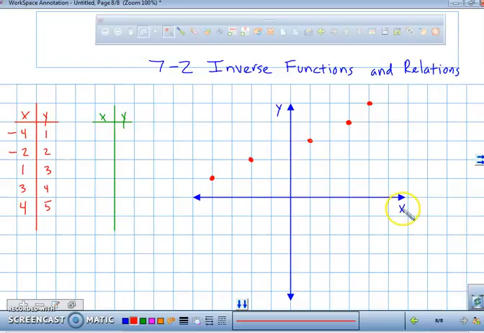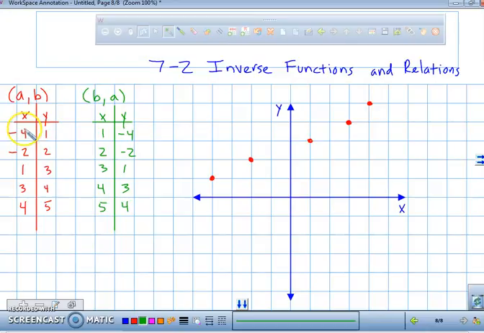So these are just ordered pairs. Any ordered pair is considered to be a relation. Let's just call this A, comma, B. The inverse of all of these ordered pairs is simply going to be B, comma, A. So if we start with -4, 1, we need to write 1, -4, then 2, -2, then 3, 1, then 4, 3, and what? 5, 4. These are all the inverse relationships.